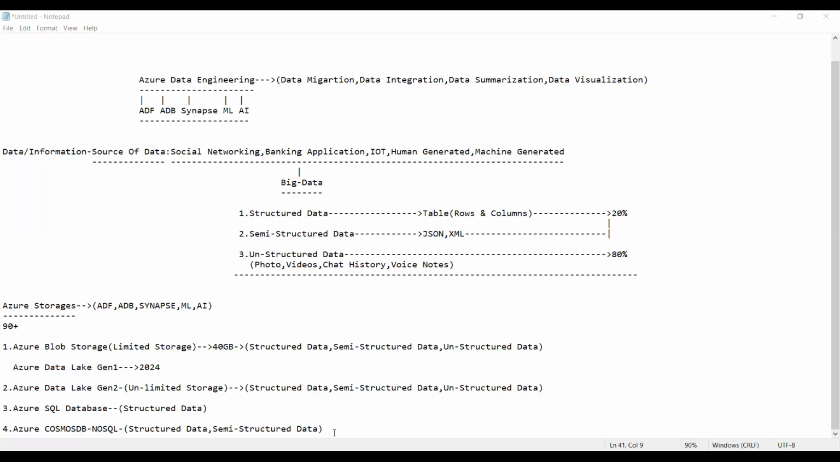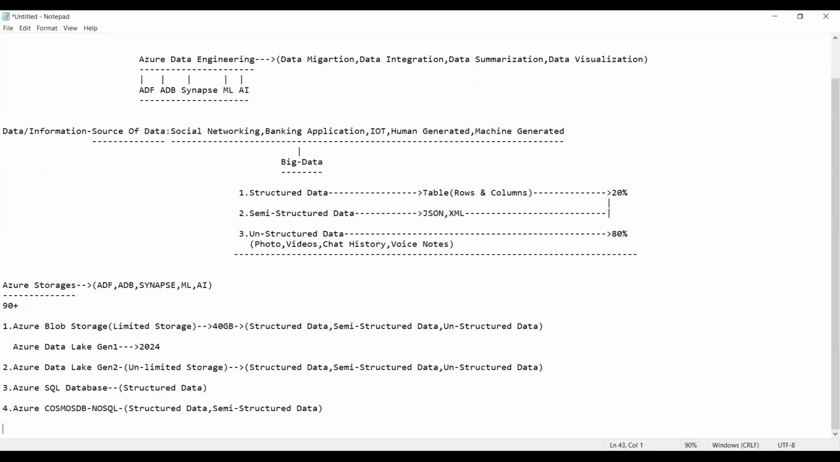Cosmos DB is called a NoSQL database. Then apart from this, guys, the fifth one is Azure Synapse Analytics.